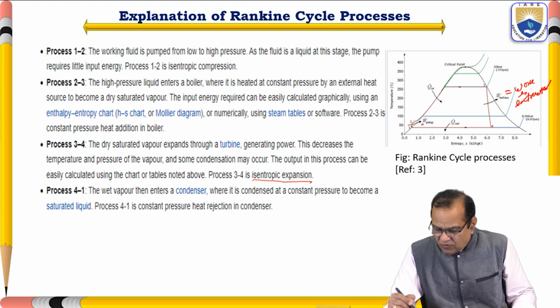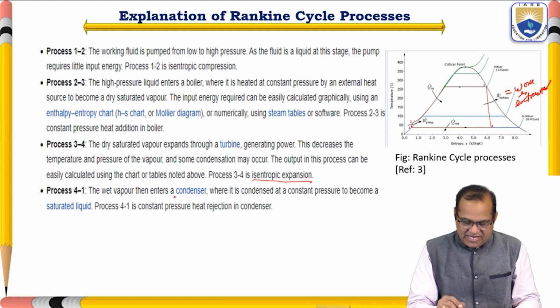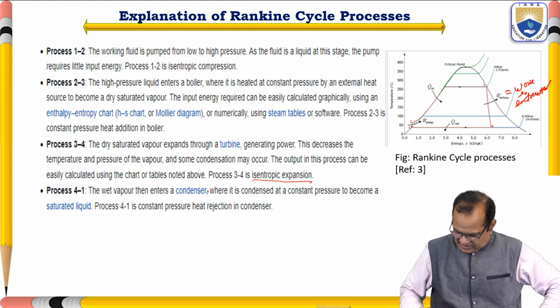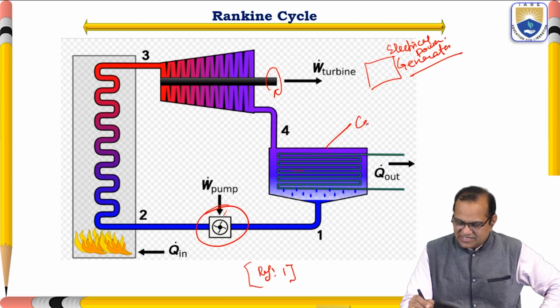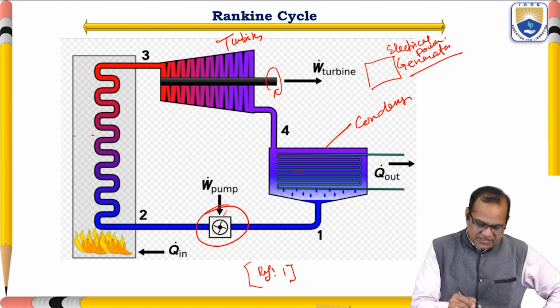The last process is 4 to 1. This wet vapor then enters the condenser. I have shown this is the condenser here. This is the turbine. This is the pump, and this is the boiler.